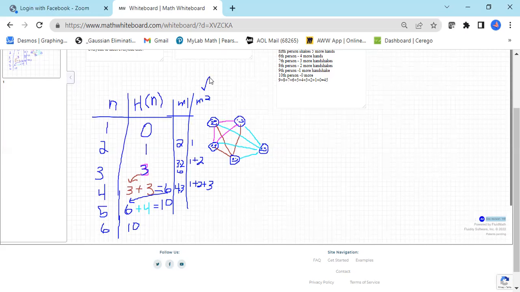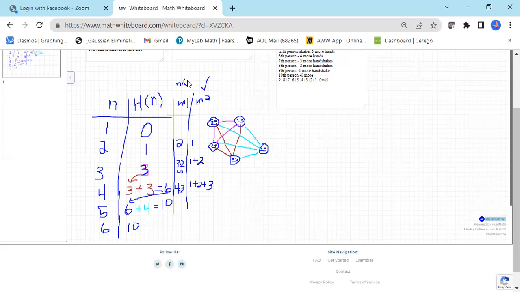But before we abandon method 1, the thing I like about method 1 is it's very easy to calculate. I just take the number of people times the number of people minus 1, and I get my answer. Very easy. The other one, I have to add a bunch of numbers.